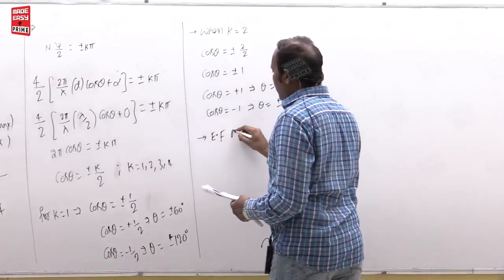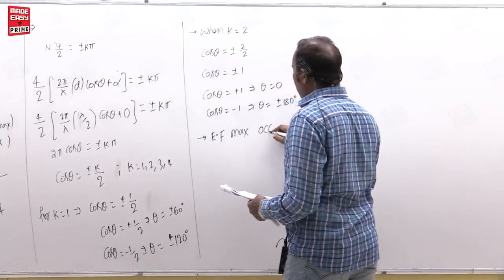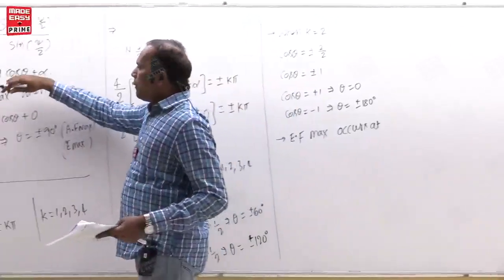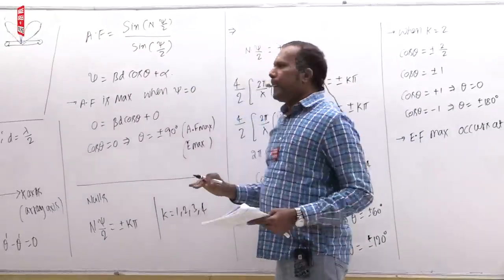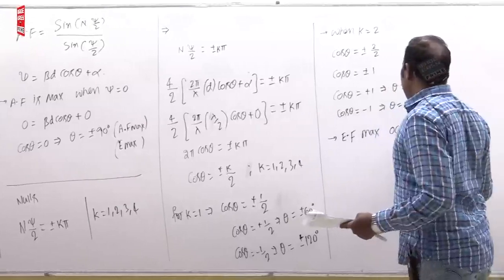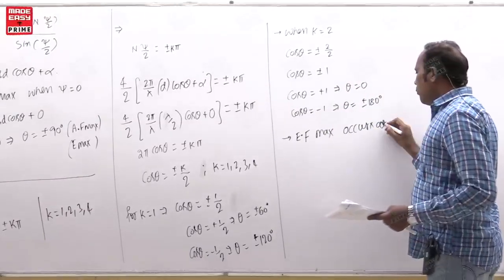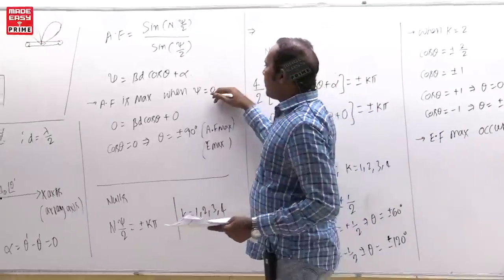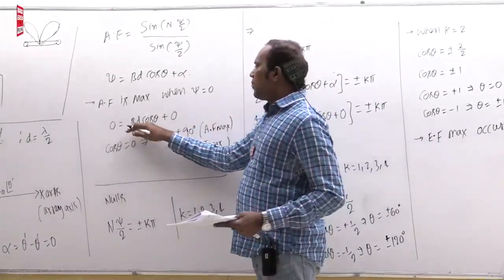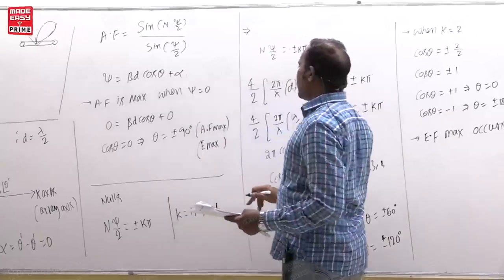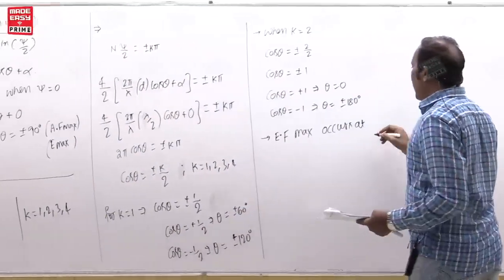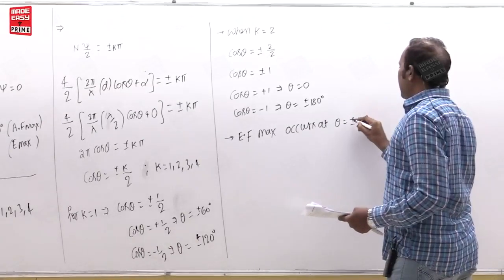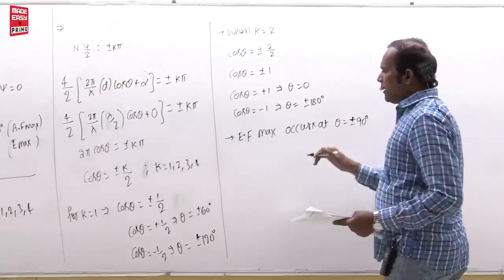Electric field maximum occurs whenever the array factor is maximum. Once again I am clearly telling, electric field maximum occurs whenever the array factor is maximum. Array factor maximum occurs at psi 0. After taking psi 0, we got theta value plus or minus 90. So electric field maximum occurs at theta is equal to plus or minus 90 in the radiation pattern that is fixed.